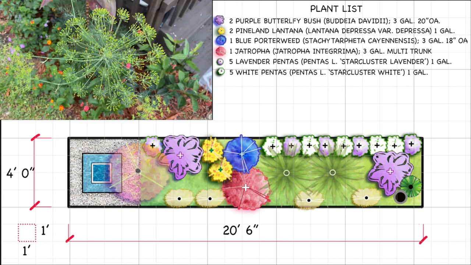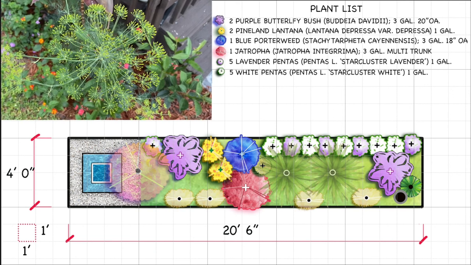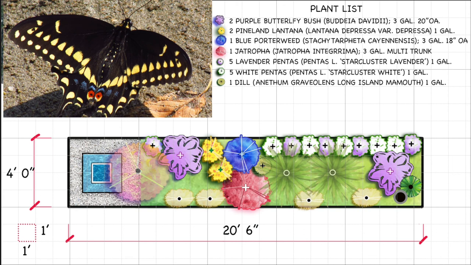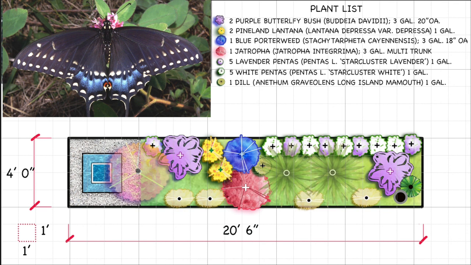Now I'm adding in a dill plant, which is a host plant. This is our first one. It will attract the black swallowtail to lay eggs on its leaves. And the black swallowtail is enormous. It is a very large butterfly, super spectacular. The males are black and yellow, and the females are this beautiful deep purple with light blue tail.